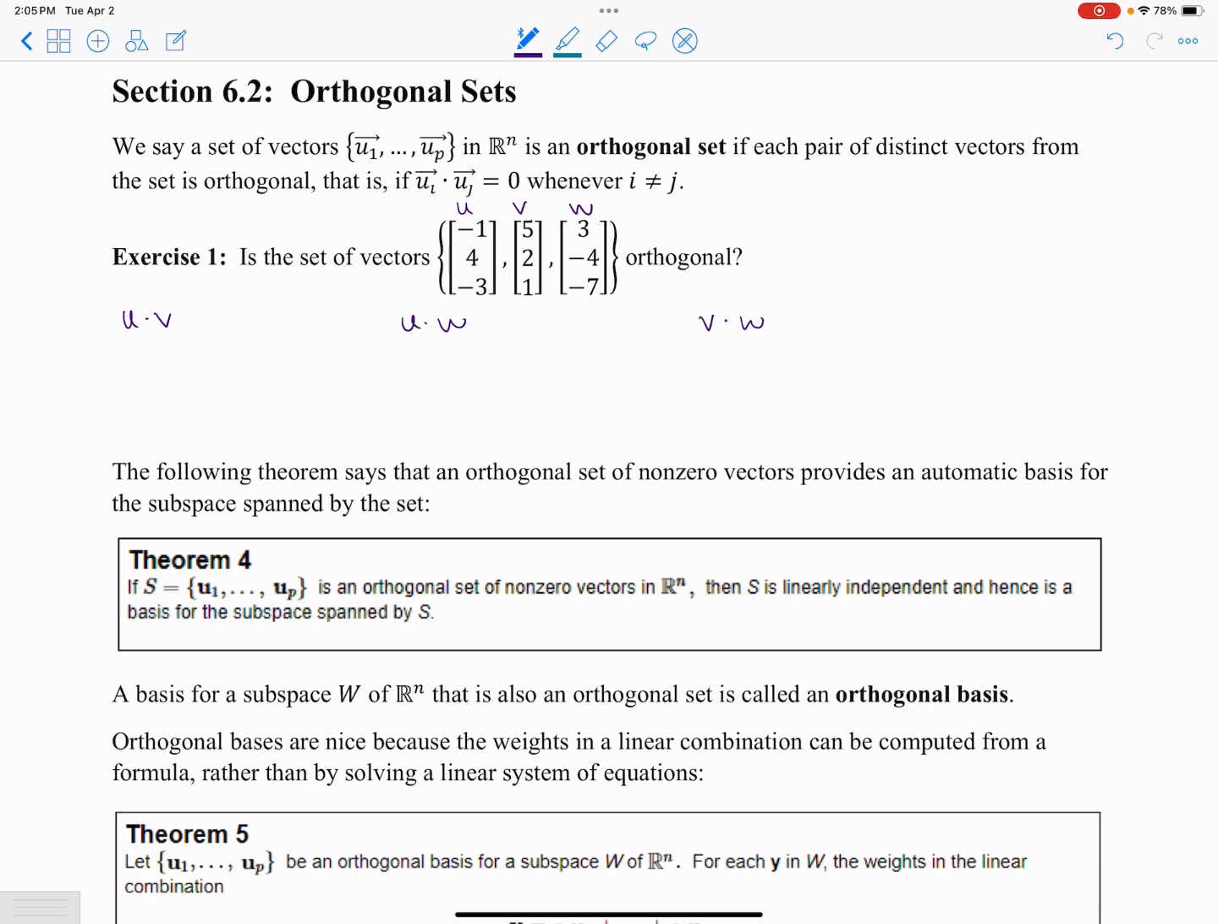So u dot v would be -5 plus 8 minus 3, which is 0, check. U dot w would be -3 minus 16 plus 21. This is not 0, so I could stop there and say it's not orthogonal. I'm just going to do v dot w, which is 15 minus 8 minus 7, which is 0. So since u dot w is not 0, the set is not orthogonal.